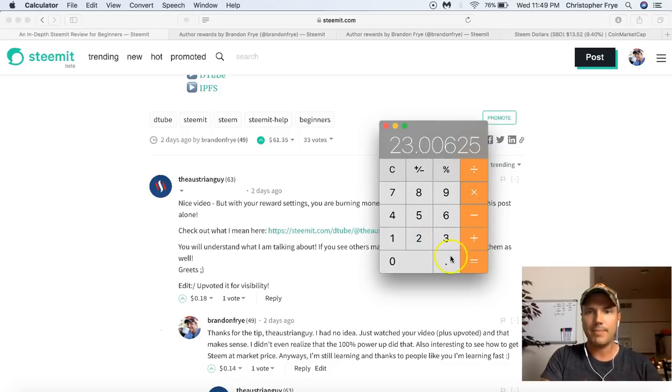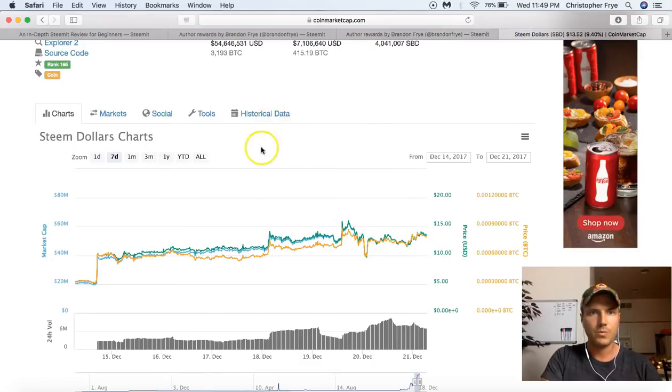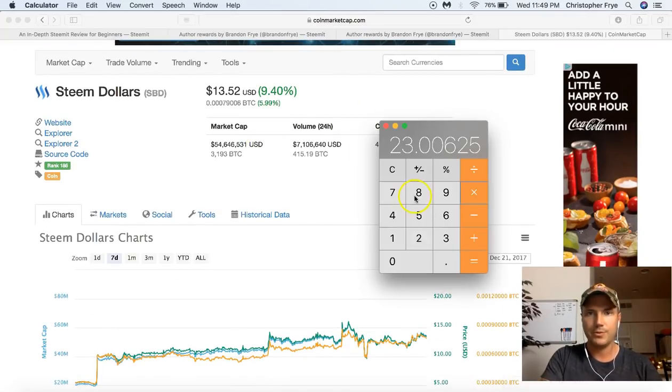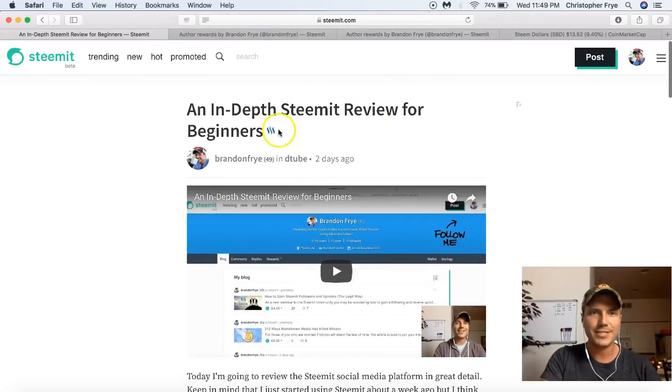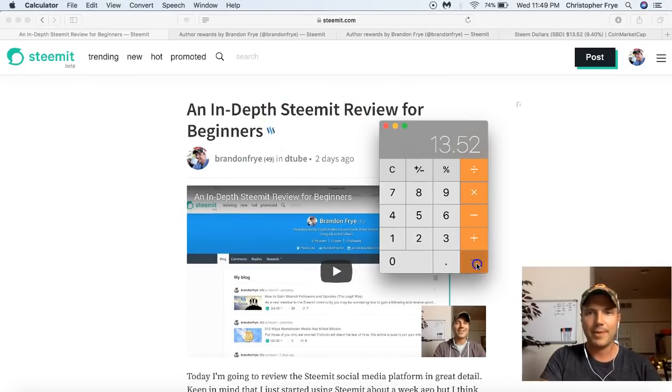Just in the Steem dollars alone, which is currently at 13.52. This is going to trip you out, guys. Had I chosen, simple thing, had I chosen not to do the 100% power up, I would have made $311 off of just half of what I earned on that.